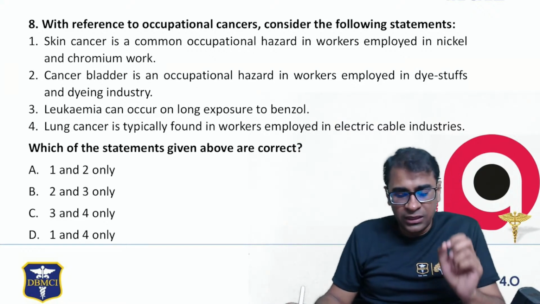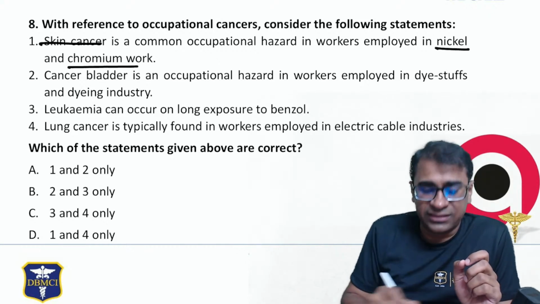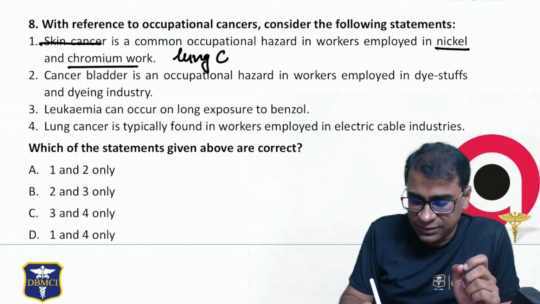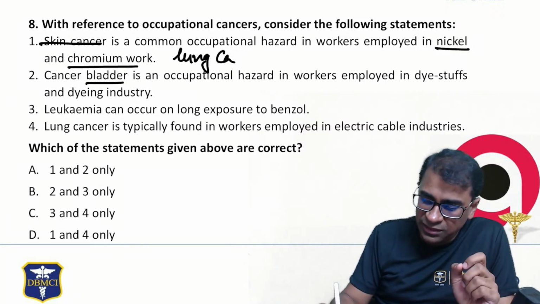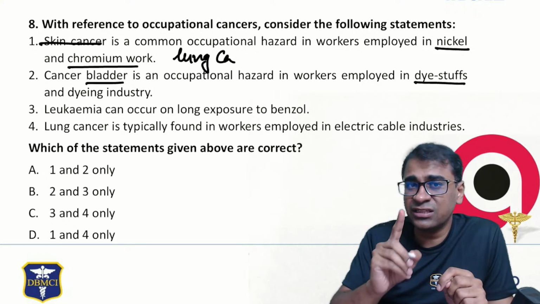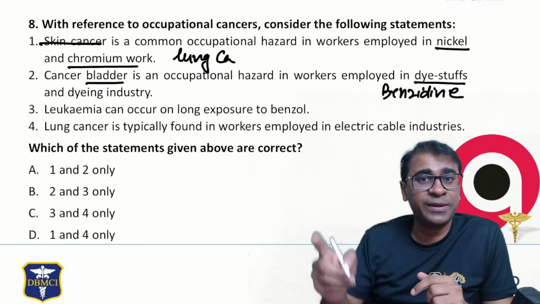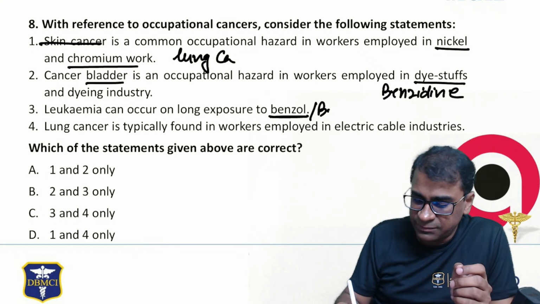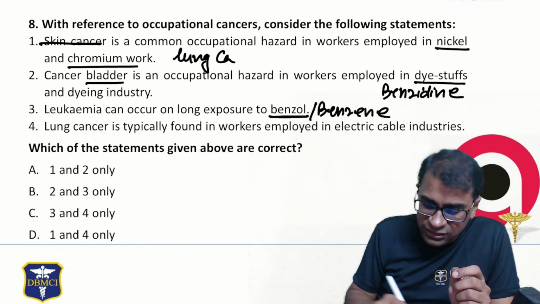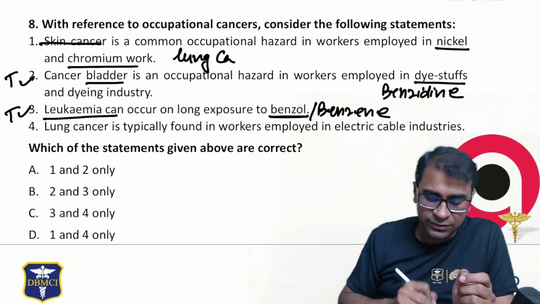देखो, nickel and chromium, they don't cause skin cancer. Remember, these two both cause lung cancers. Bladder cancer is seen in occupational dye stuff. Which dye? I teach this in the topic of bladder carcinoma. It's benzidine dye. And wahin par, I always mention, the confusion is with benzol or benzene. Benzene or benzol, same hai. And this causes acute leukemia. So 2 and 3 are true statements.